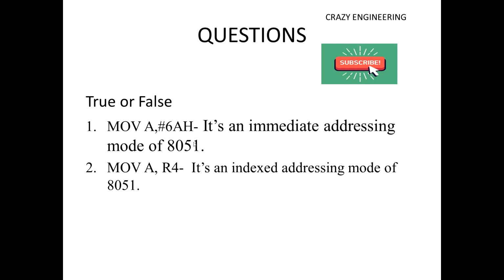In our next video, I will explain about the different instruction sets. There are many instruction sets present in the 8051 microcontroller. In our upcoming videos, I will discuss the instruction sets of the 8051 microcontroller.